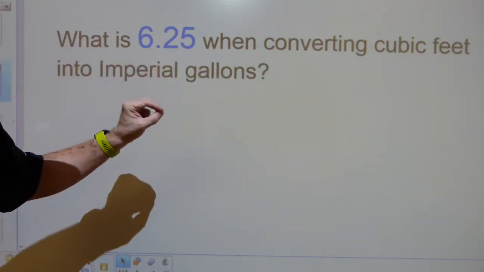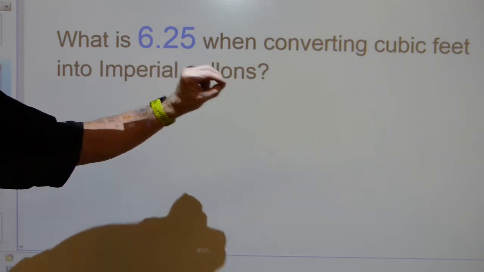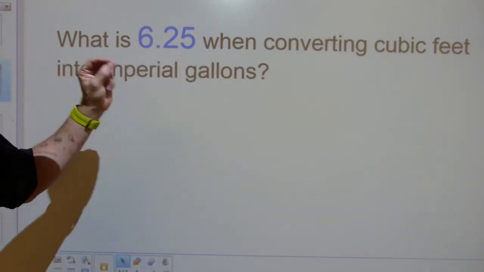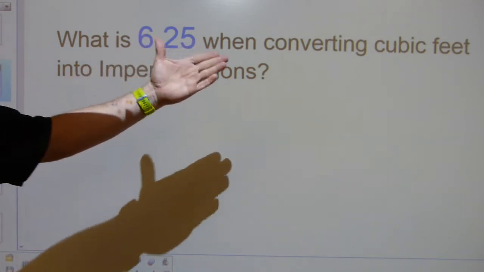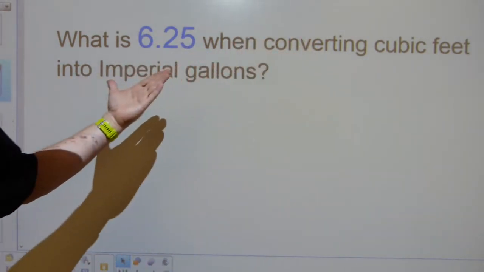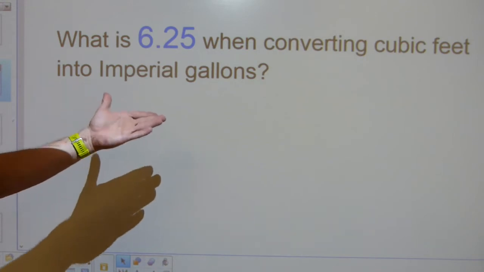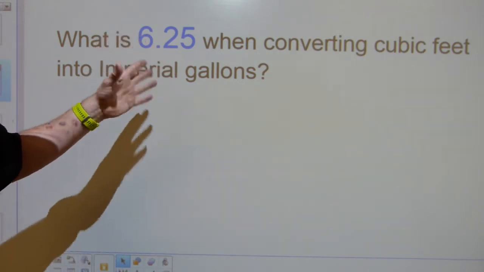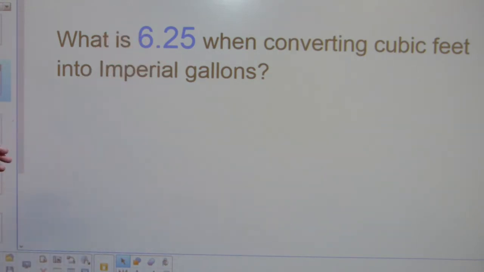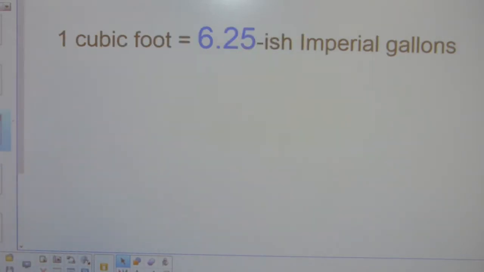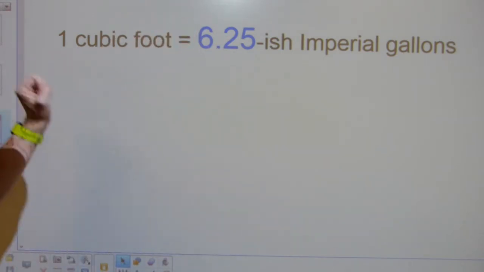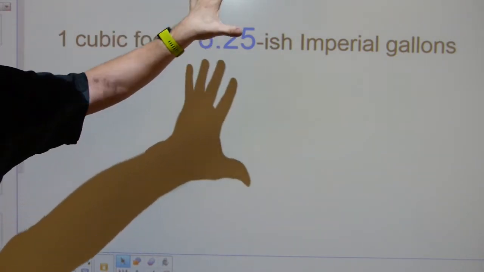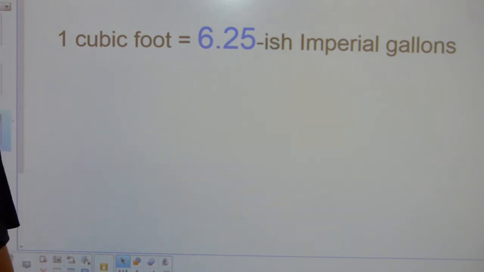6.25 is your conversion factor when you are converting between cubic feet and imperial gallons, or from imperial gallons to cubic feet, either which way. You're converting from volume to liquid capacity, or the other way around. 6.25, or as you'll see, 6.23-ish is your conversion factor. This number 6.25-ish can be rounded differently, and it relates to 1 cubic foot and 1 imperial gallon.